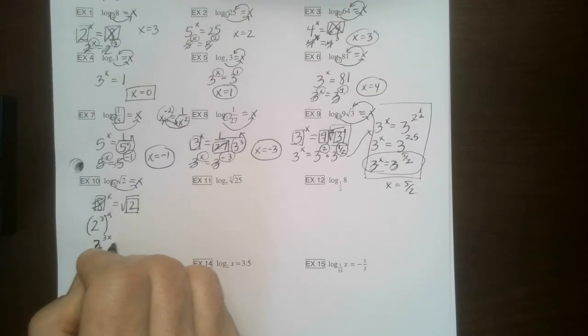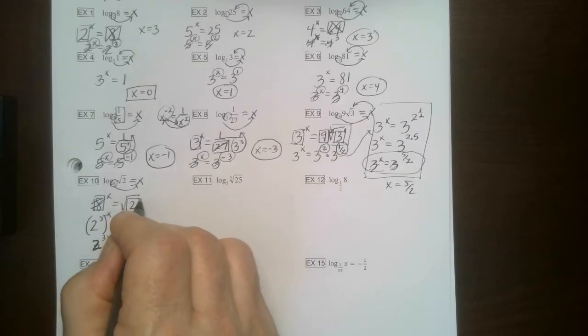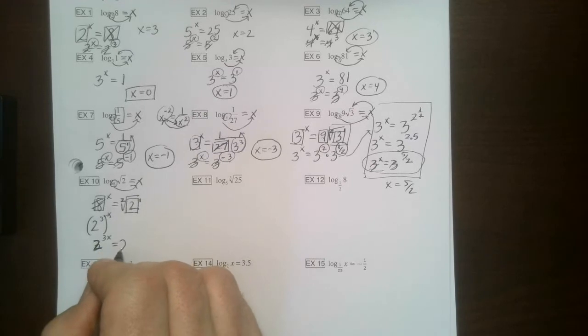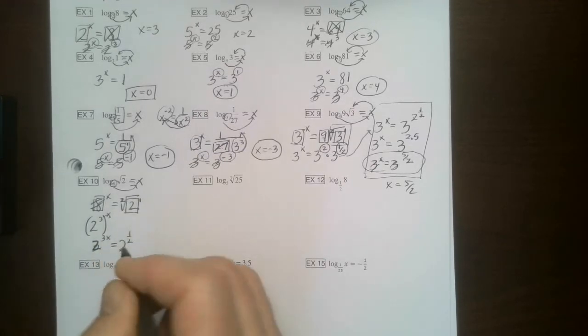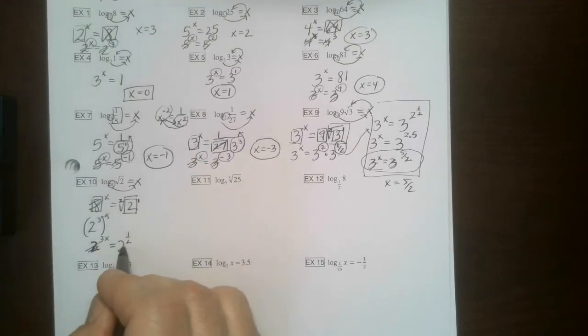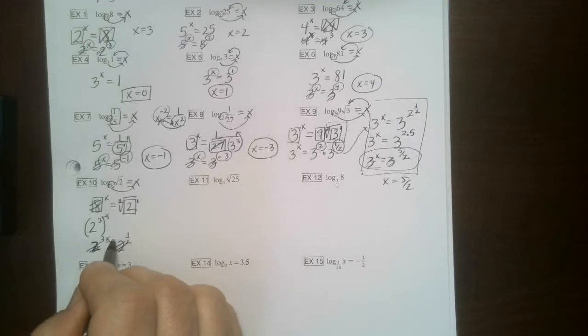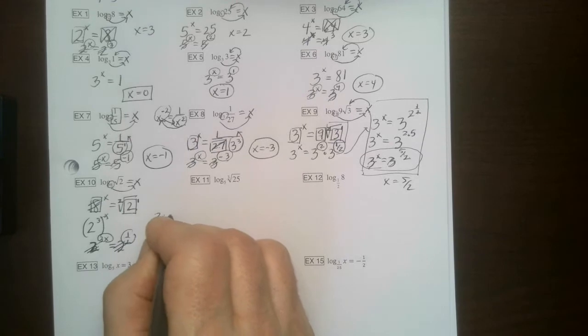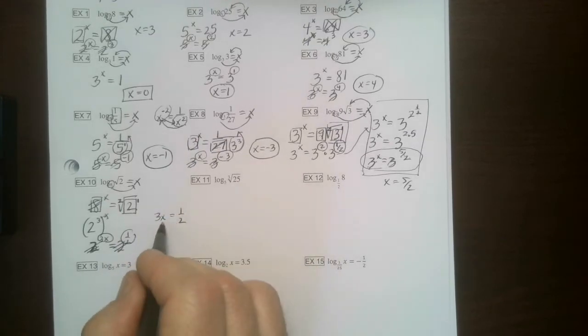To the 3x power equals, now watch what I'm going to do with this. There's an invisible 1 there, and there's an invisible 2 there. I'm going to take advantage of those and go 2 to the 1/2 power. My bases drop out once they're common, and I set the exponent equal to that exponent. So 3x equals 1/2. What am I going to do?